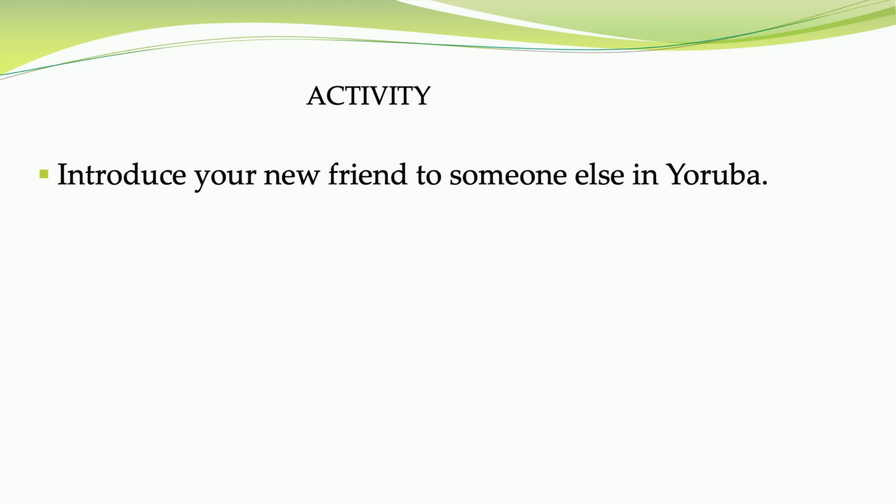Now it's your turn. Introduce your new friend in Yoruba. Try to introduce your friend to someone else in Yoruba. You're not introducing yourself this time when you talk about orúkọ mi ni, but you're introducing your friend where you start by saying orúkọ ọ̀rẹ́ mi, meaning James or John or Juliet. It could be anybody. So I look forward to seeing your introduction of somebody else in Yoruba.